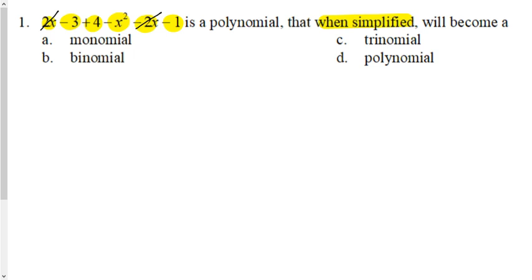When you combine a negative 3 and a negative 1, you get negative 4. A negative 4 combined with a positive 4 also makes zero. And therefore, there is only one term left, the negative x squared. So when simplified, your answer for this particular question is it will become a monomial.